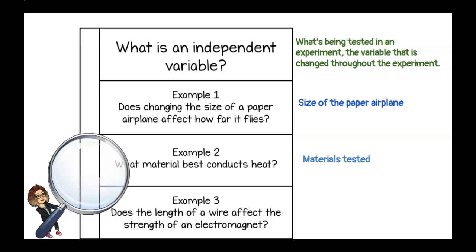Does the length of a wire affect the strength of an electromagnet? Well, what is going to change in there? It would have to be the length of the wire, because it says right here, does the length of a wire. The variable that is changing is we're going to have different lengths of wire. Just like up here, we have different sizes of the paper in which we folded the paper airplane. So this is an example of an independent variable.